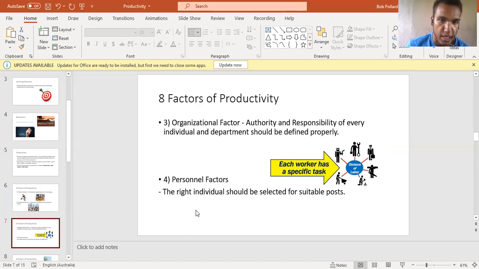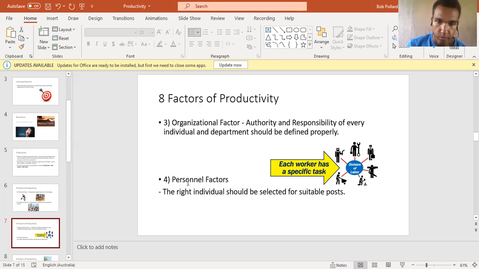Number 3, organizational factors. Authority and responsibility of every individual and department should be defined properly. So a simple type of organization should be used. The line and the staff relationships should also be clearly defined, so there are no conflicts between the line and staff. There should be a division of labor and specialization as far as possible to help increase organizational productiveness.